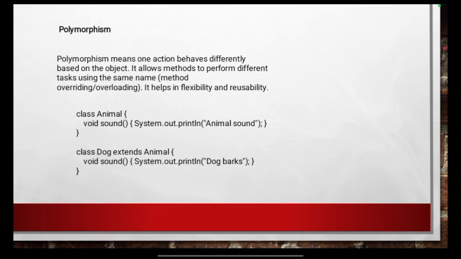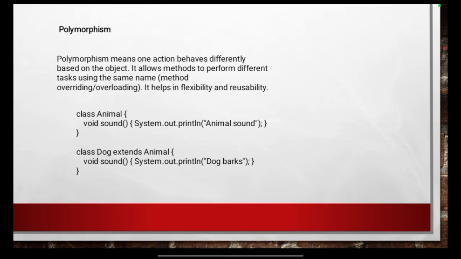Class animal, void sound, System.out.println animal sound. Class dog extends animal, void sound, System.out.println dog barks. Now, class animal. This line declares a class named animal. It serves as the parent class in this example.